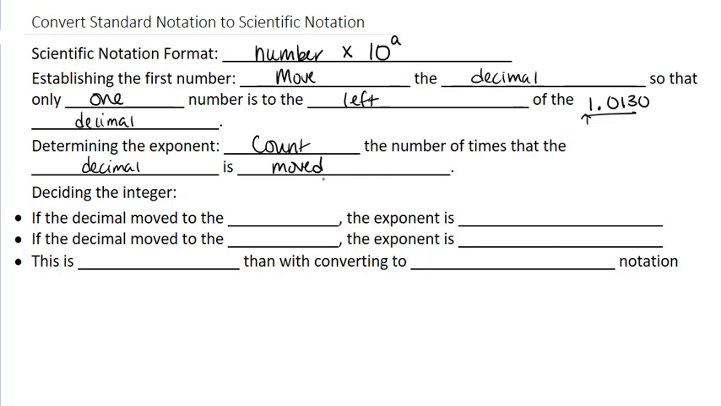And so in deciding the integer, which is our exponent, if the decimal moved to the left, it is positive. And if the decimal is moved to the right, it is negative. So this is the opposite than when converting to the standard notation. And this will make sense when we do a few examples.